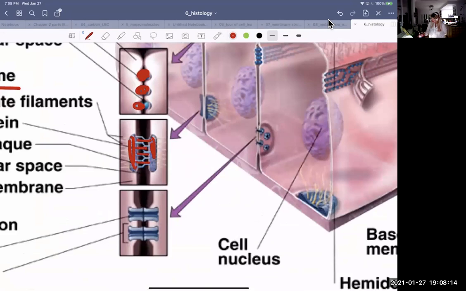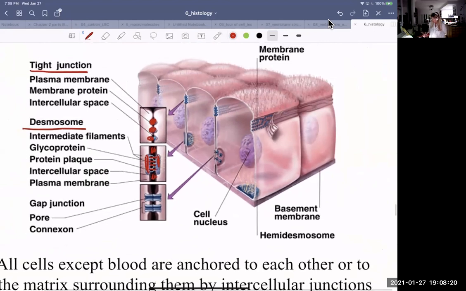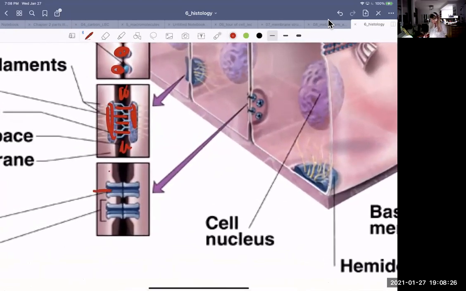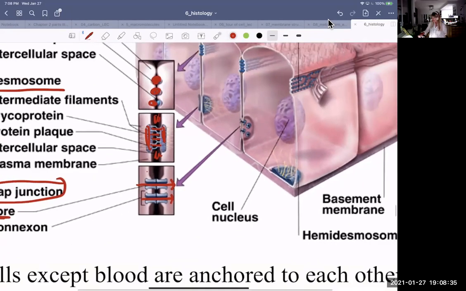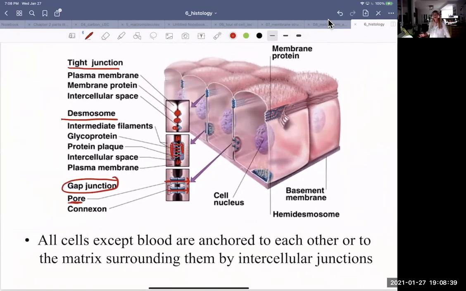And you can see that there is a gap in between the cells. It does hold the cells together, but it does not keep ions and water out. And here is a gap junction, which is more like a pore, really, whereby fluids can flow freely from one cell to another. And those are the kind you would find in muscles and in the heart, so that the muscles can beat synchronously and the heart muscles can beat synchronously.